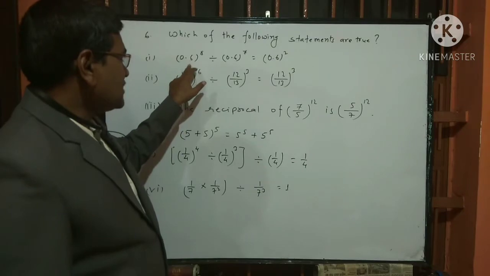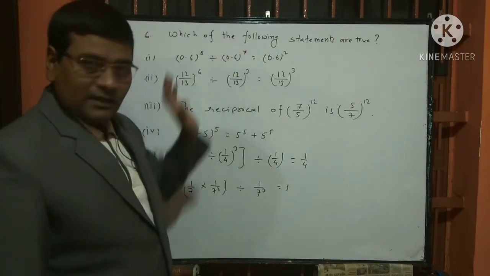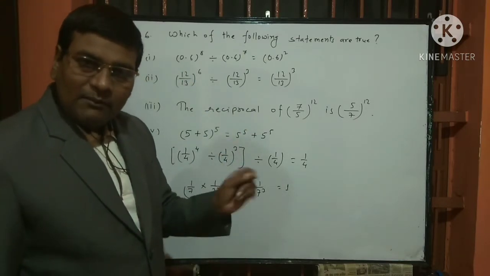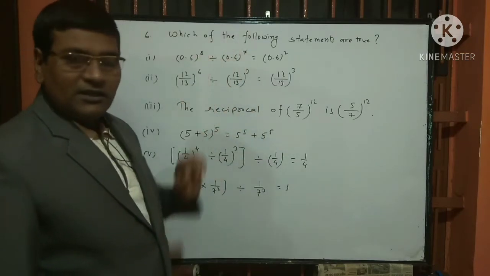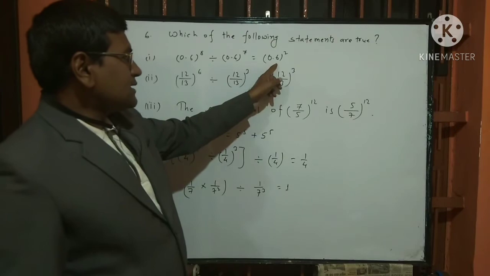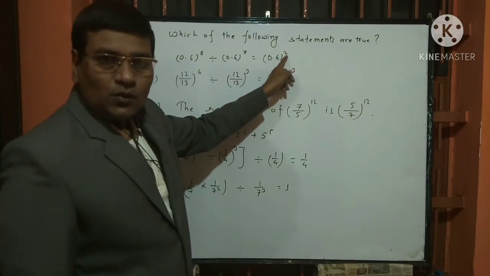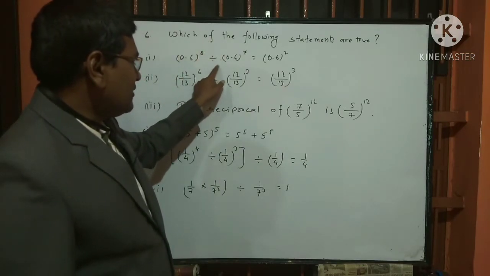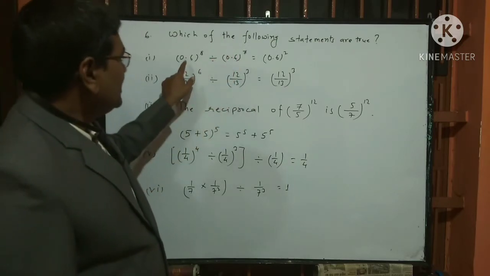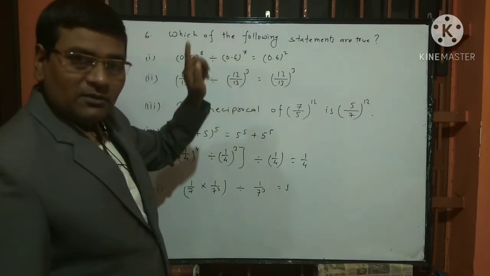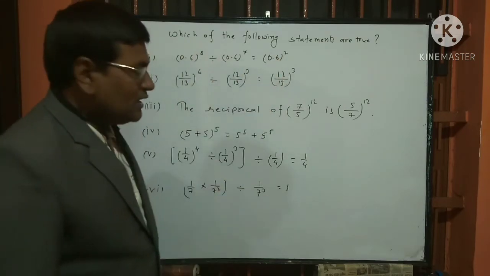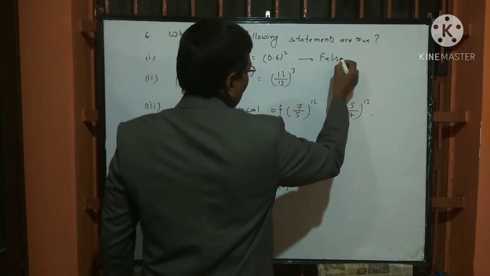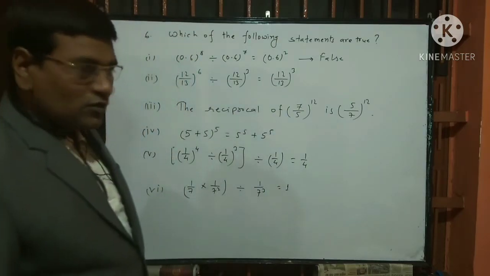On the left hand side, x to the power m divided by x to the power n is the formula we have to use. So the power will be subtracted, m minus n. 8 minus 7, it is 1. So 0.6 to the power 1, but here it is 2. That means this is not true. It is false. You can write not true or false.